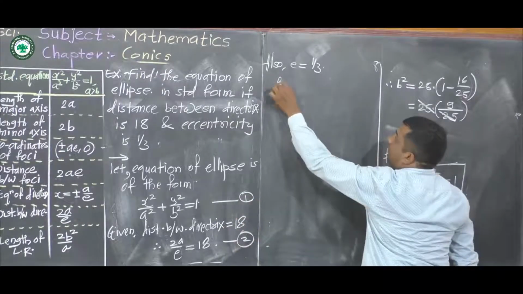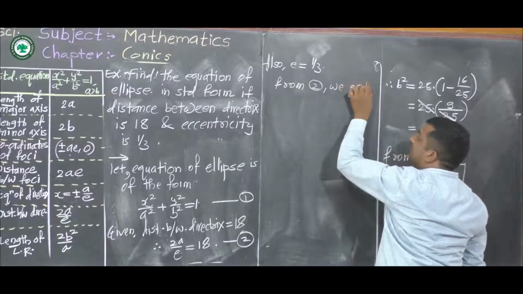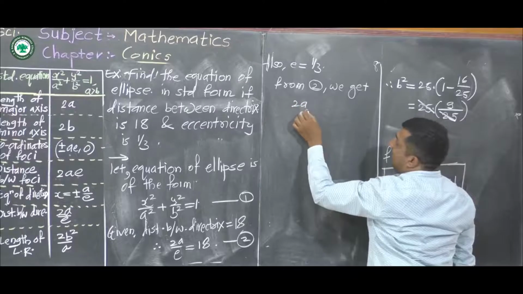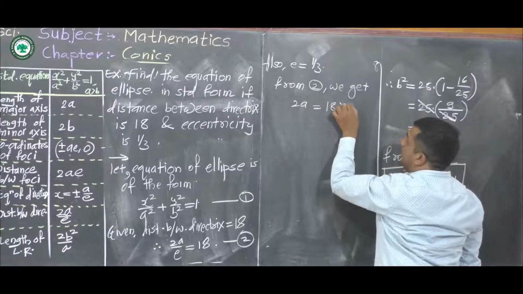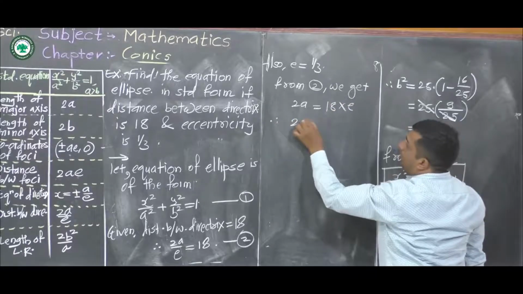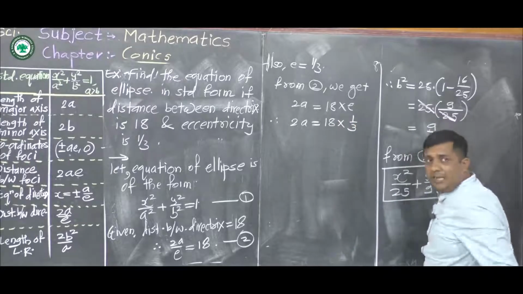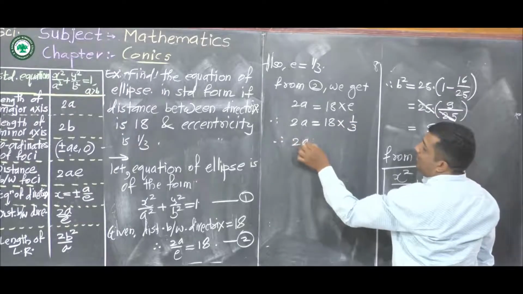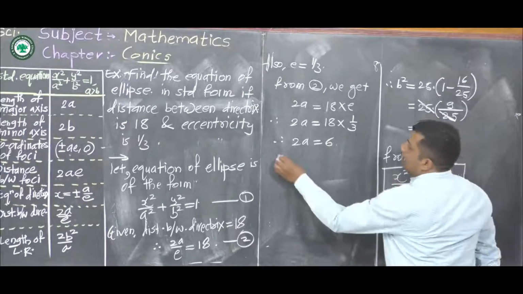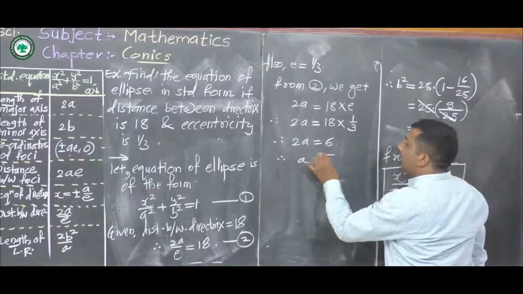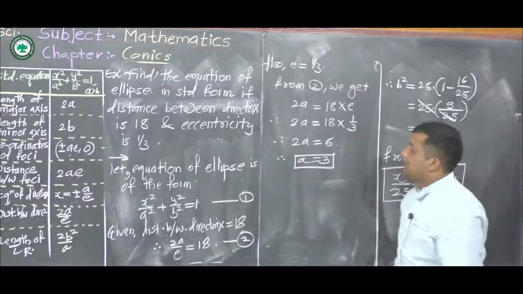So from equation 2 we get twice a is equal to 18 into e. Therefore, twice a is equal to 18 into 1 upon 3. Then we get twice a is equal to 6, therefore a is equal to 3. We get the value of a as 3.